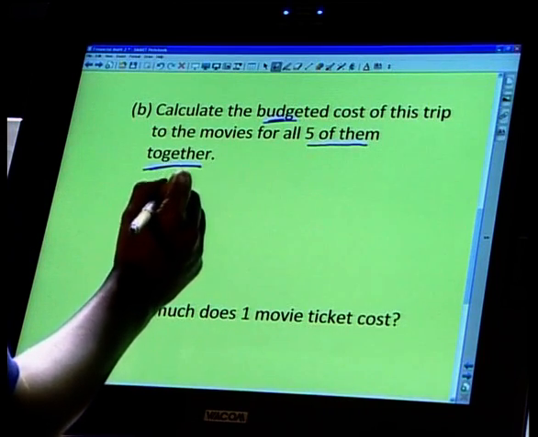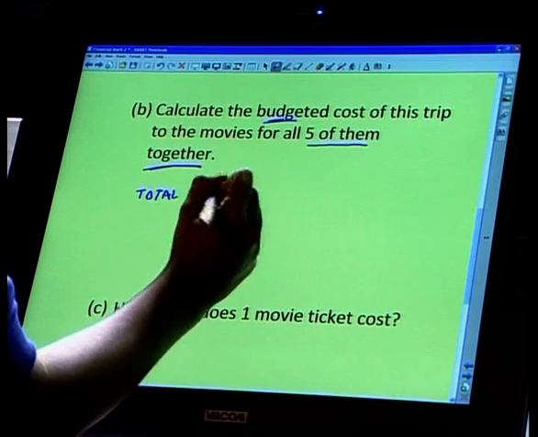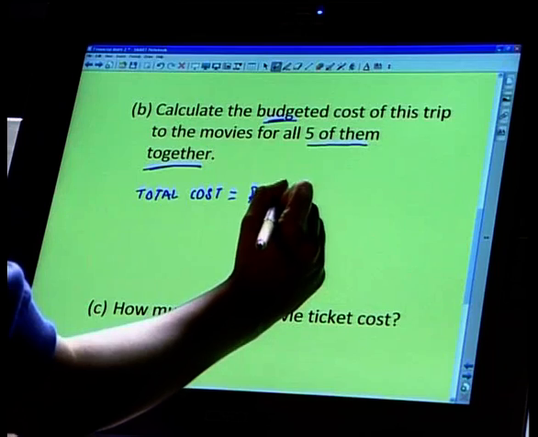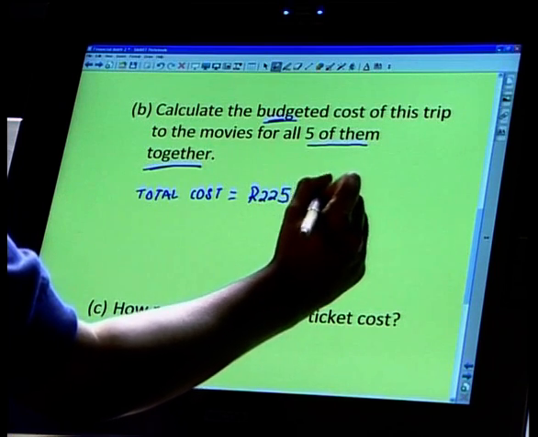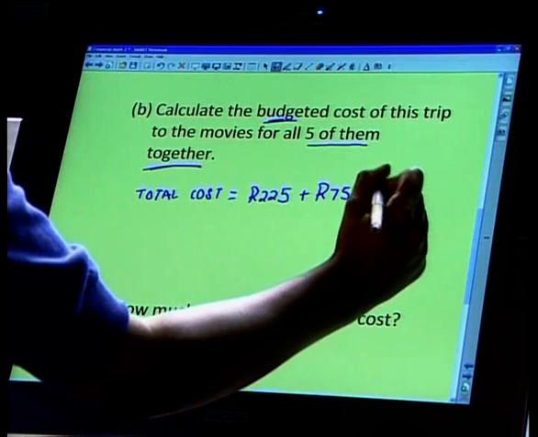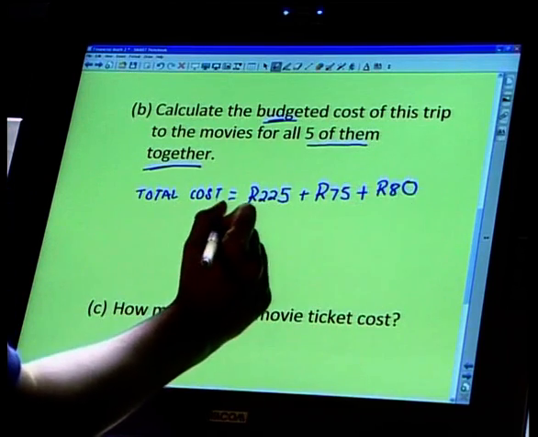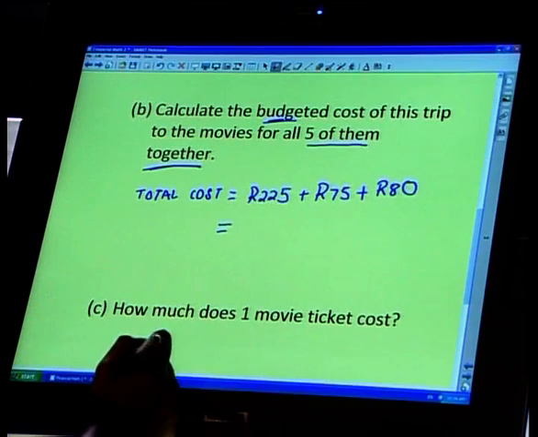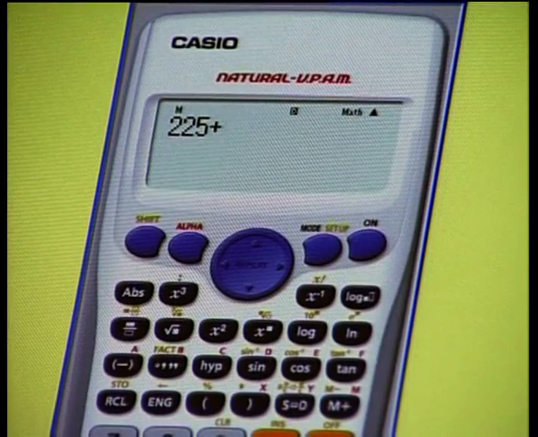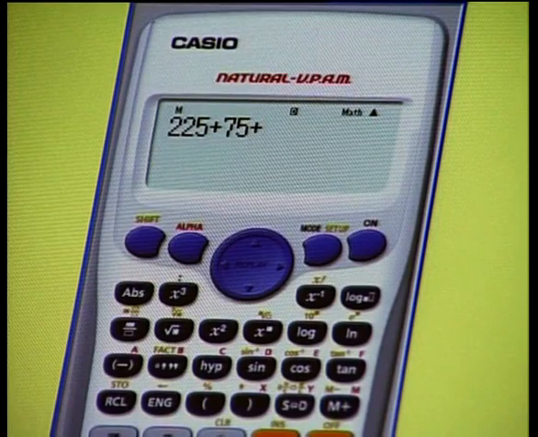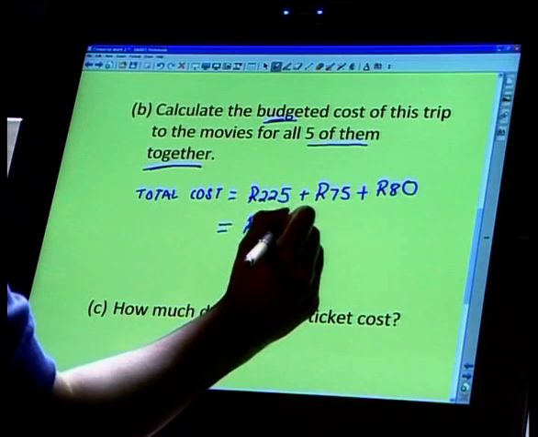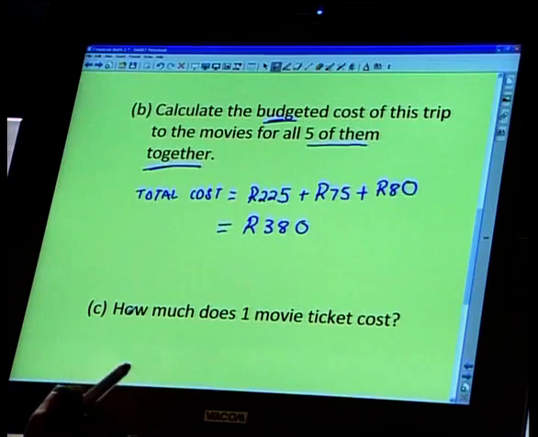So the total cost is going to be equal to 225 Rand, which is the total cost for the movie tickets, plus 75 Rand, which is the total cost for the small snack packs, plus 80 Rand, which is the total cost for the large snack packs. You add that all together, and let's see what we get here. So it's 225 plus 75 plus 80, and it's 380 Rand for all of them together.